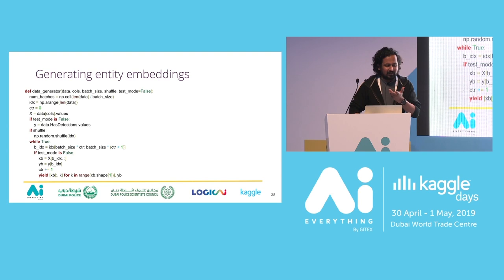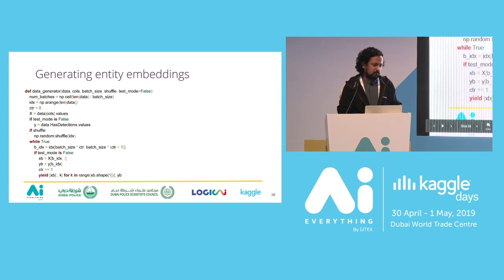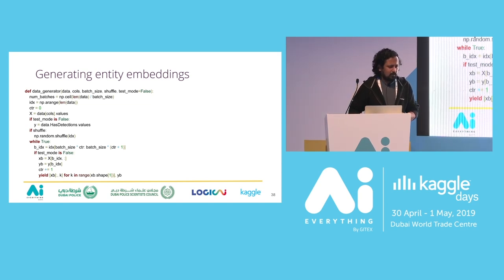The data generator looks something like this. What I've shown here is only for test mode equals false. When the test mode is true, you don't want to yield the targets. You don't have them. So what I'm doing here is creating the number of batches, and I do shuffling, and then I choose in that batch size the number of data points, the samples I want, and I put them as a list of lists and also the target. After this is done, the model is ready.